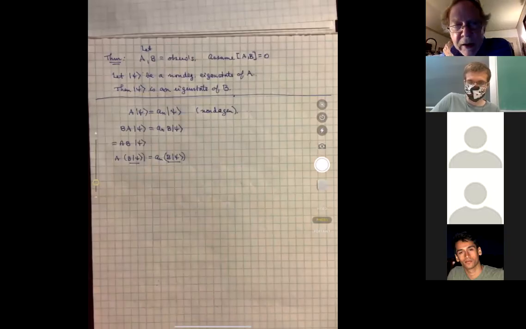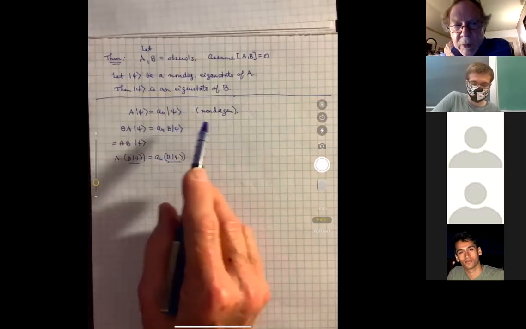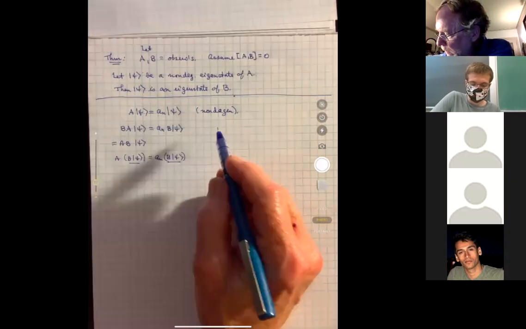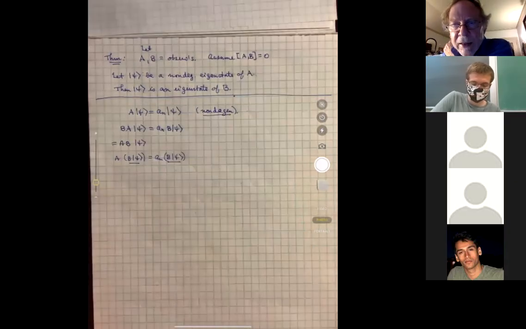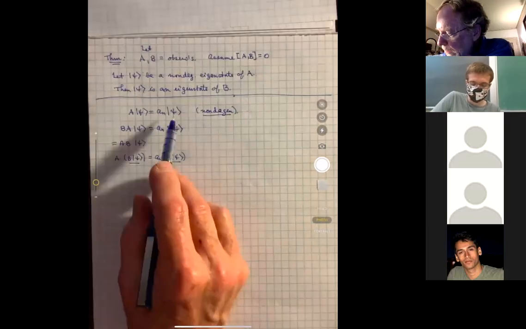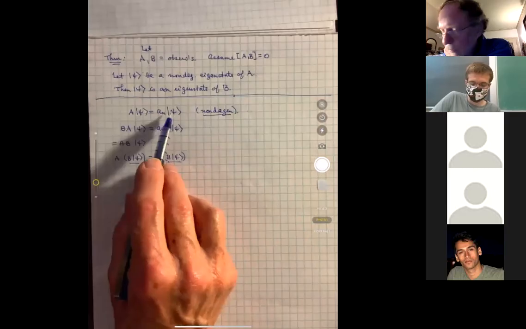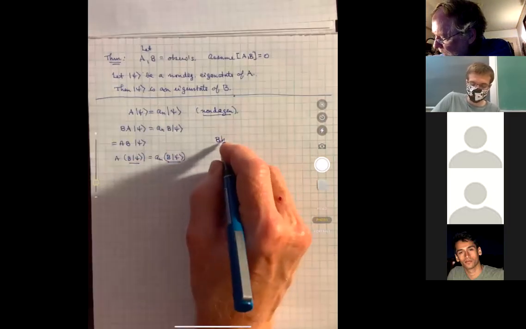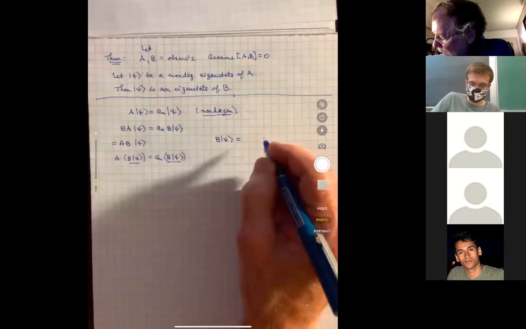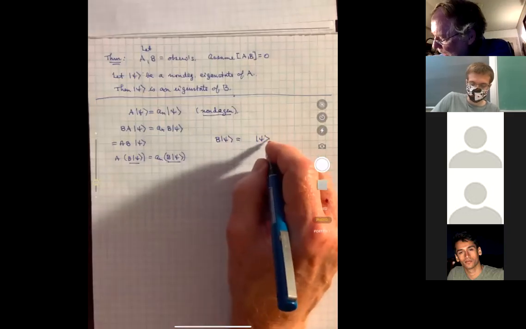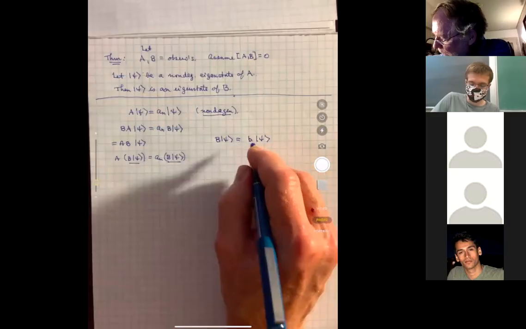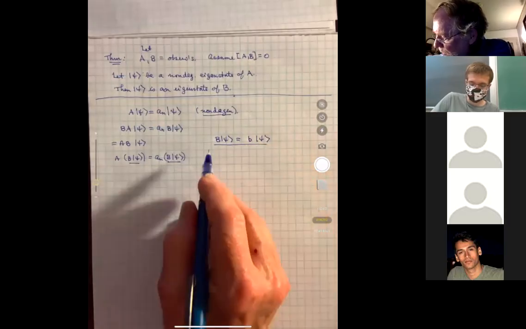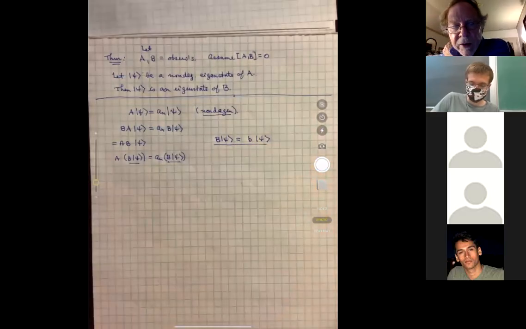However, in this case, that eigenspace is one-dimensional because we're assuming that this is non-degenerate. And in a one-dimensional space, all vectors are proportional to any non-zero vector. The psi here is certainly non-zero because it's an eigenvector, and we understand eigenvectors to be non-zero. Therefore, it follows that B psi must be proportional to psi with some proportionality factor. Let's call it lowercase b, and thus you see that's an eigenvalue. And this then proves the theorem: psi is also an eigenstate of B.